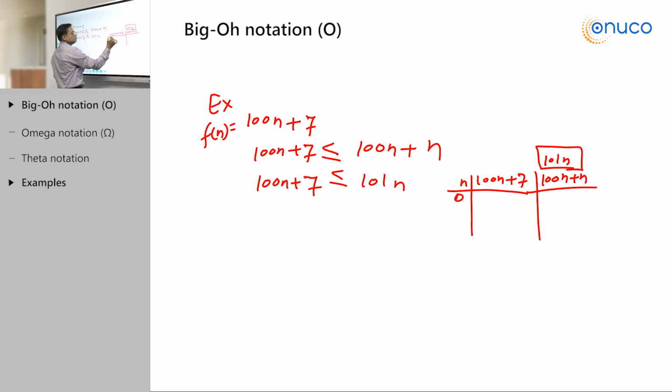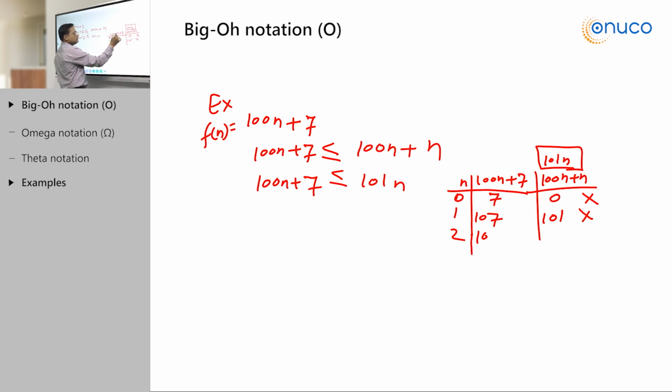If n is 0, this is 7, this is 0. We cannot say that 7 is less than or equal to 0. No, it is wrong, right? So we have to fulfill this less than or equal to. So this is wrong. Then we go for 1. 1 gives 107, and the right side is 101. Still 107 is not less than or equal to 101. Wrong. Then we can go with 2.